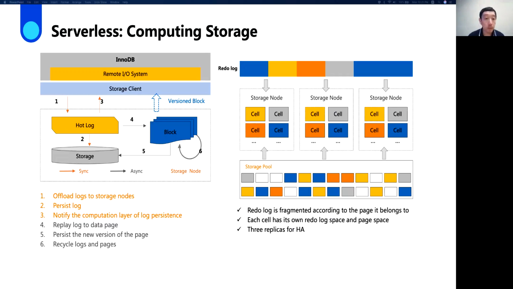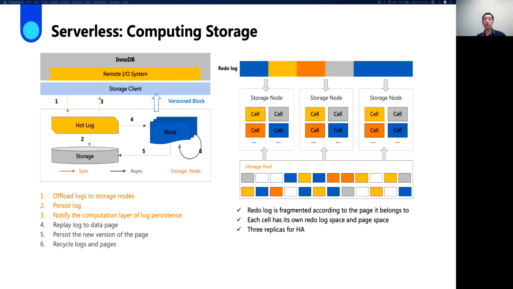On the left side of the picture, the first 3 steps are synchronized operation. The computing layer only needs to confirm the log persistence at the storage layer, and then the storage layer takes care of the rest of everything asynchronously at the background. On the storage node, data and logs are organized inside a cell. There are 3 replicas for each cell for availability purpose.